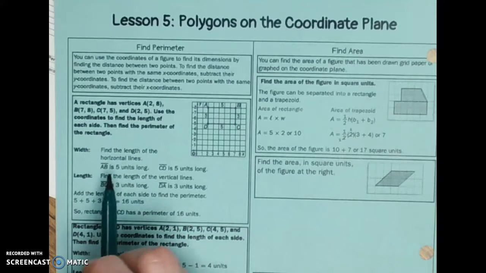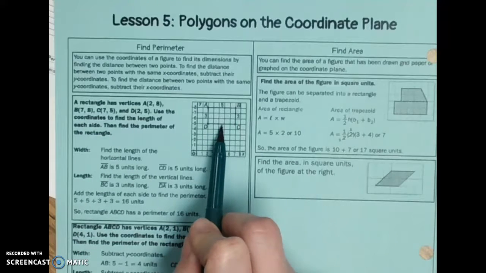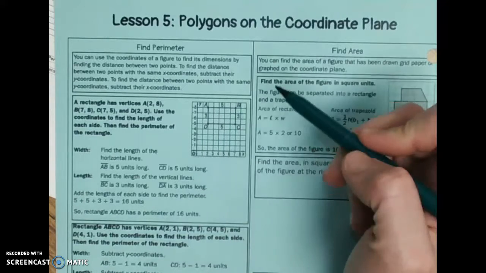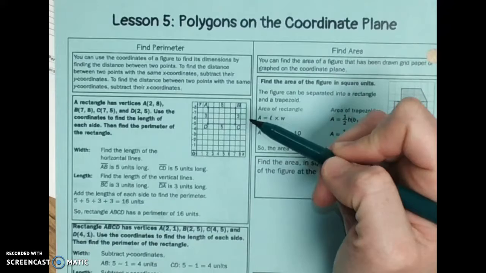And then we're going to find the perimeter. So we have 1, 2, 3, 4, 5. That's how they got 5 there. If it's 5 here, it's going to be 5 up here. And then 1, 2, 3. So you get 3.